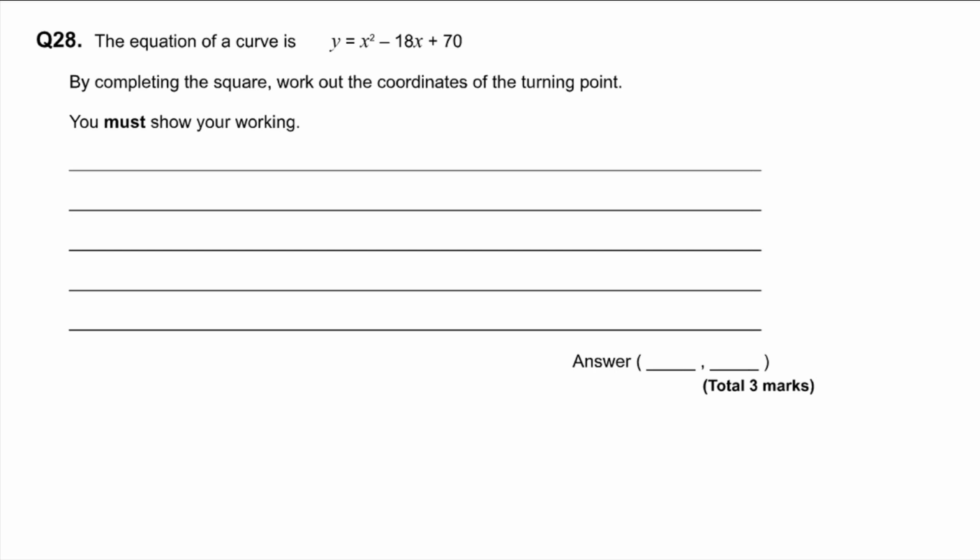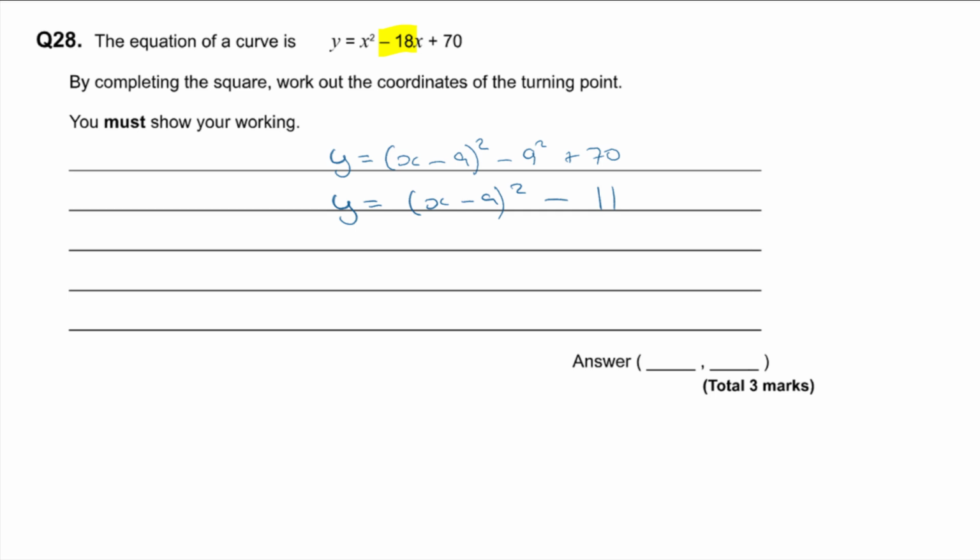Question 28. The equation of a curve is y is equal to x squared minus 18x plus 70. By completing the square, work out the coordinates of the turning point. You must show your working. So here's my coefficient of x. It's minus 18. So I'm going to rewrite this in complete square form. I'm going to say y is equal to x minus 9 all squared minus the square of 9 plus 70. So the square of 9 is going to be 81. So if I take 81 away from 70, that leaves me with minus 11, doesn't it? So that's going to be y is equal to x minus 9 all squared minus 11.